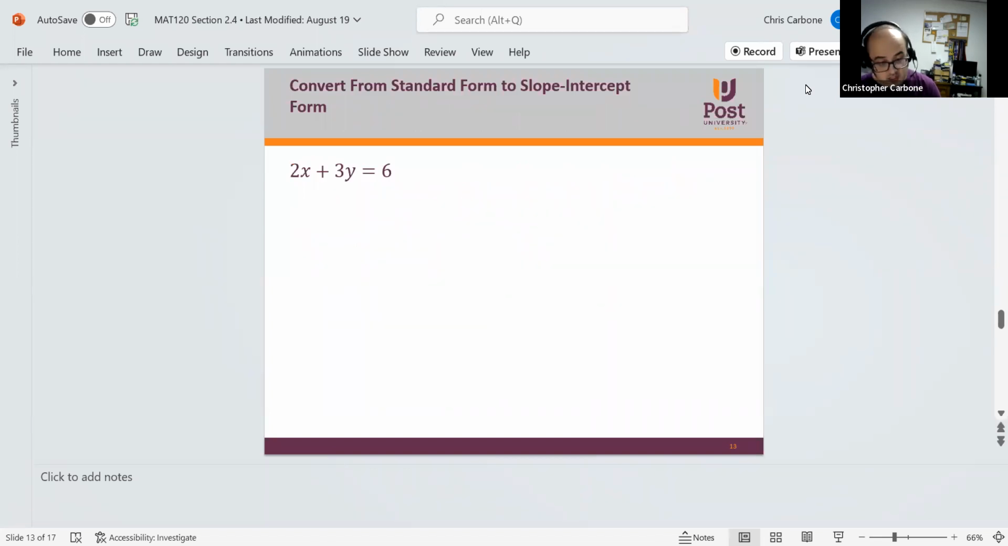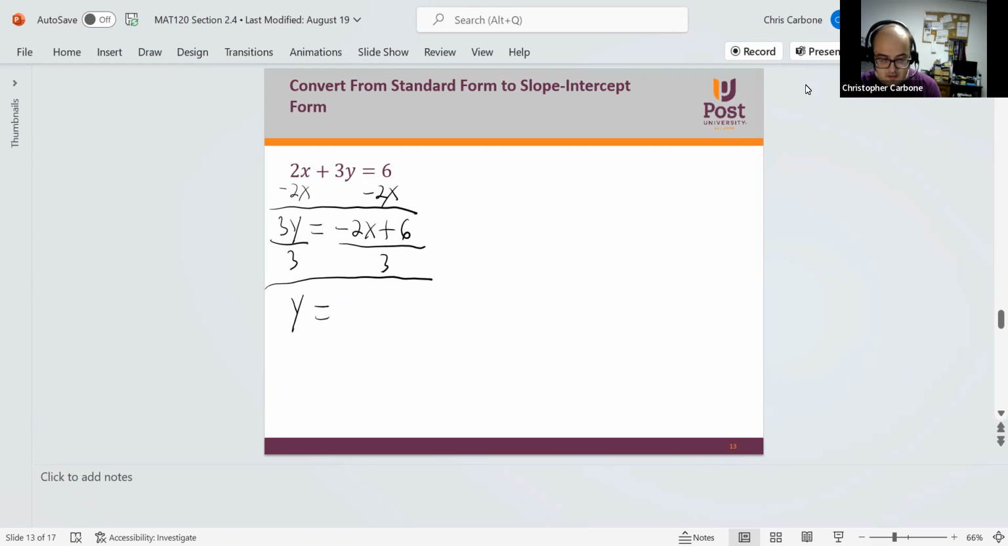So if we want to convert from standard form to slope-intercept form, I have here 2x plus 3y is equal to 6. We would first subtract 2x from both sides. We would have 3y is equal to negative 2x plus 6, and then divide by 3. We would get y is equal to negative 2/3 x plus 2, based on this particular equation.